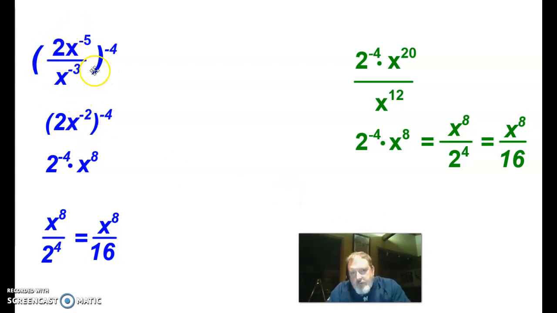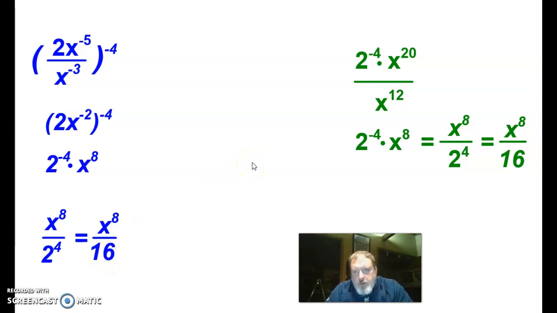Right here I have a fraction to the negative 4th power, and what I'm going to do with that, before I even multiply all this, is take a look at your bases. Since this is negative 5th minus negative 3, this really simplifies to 2x to the negative 2nd. Now I'll raise this to the negative 4th, so 2 to the negative 4th, x to the 8th. This expression goes to the denominator, and so we get x to the 8th over 16.